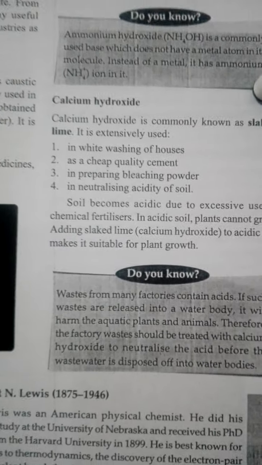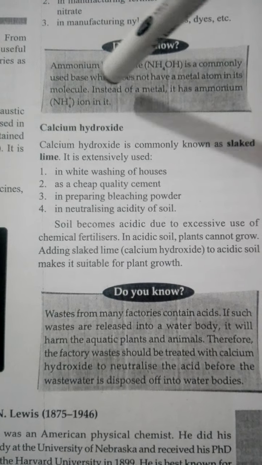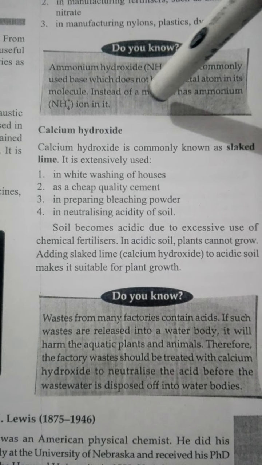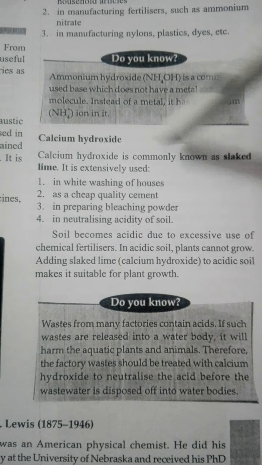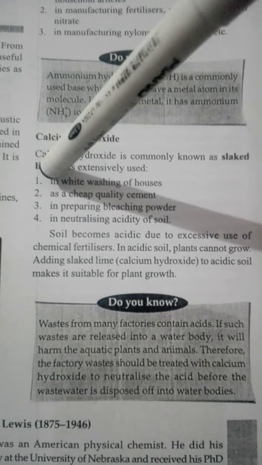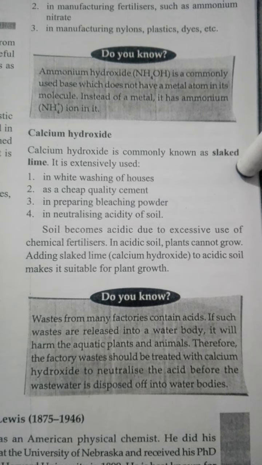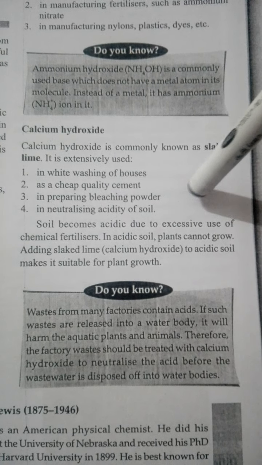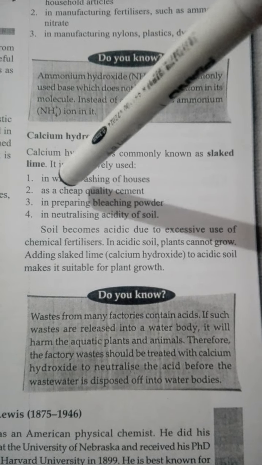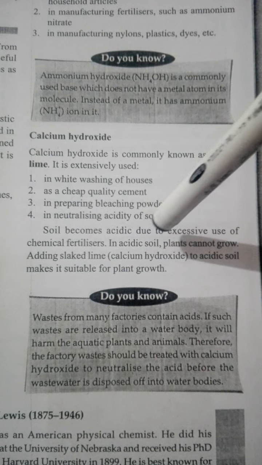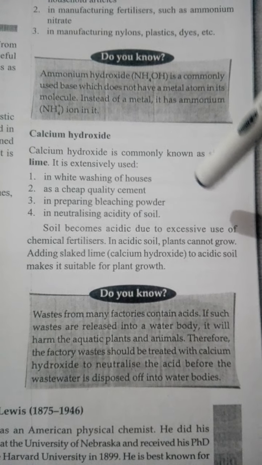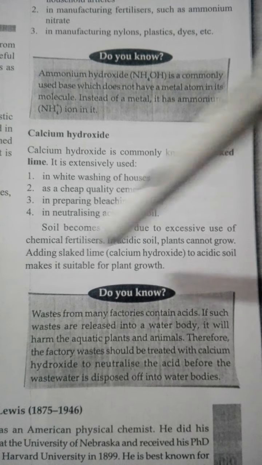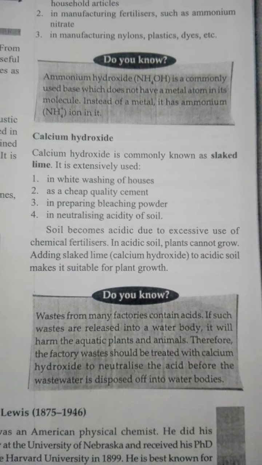Next, calcium hydroxide is commonly known as slaked lime. It is extensively used in whitewashing of houses, as a cheap quality of cement, in preparing bleaching powder, and in neutralizing acidity of soil. Soil becomes acidic due to excessive use of chemical fertilizer. In acidic soil, plants cannot grow. Adding slaked lime, calcium hydroxide, to acidic soil makes it suitable for plants.